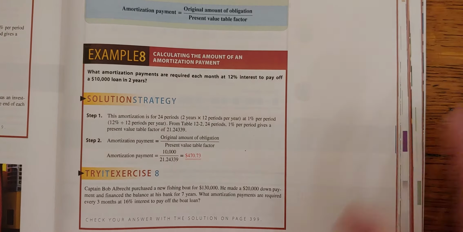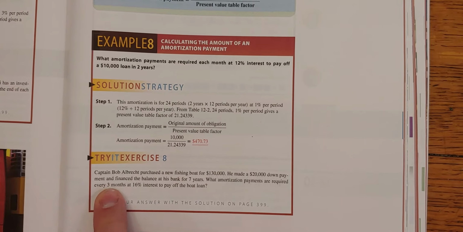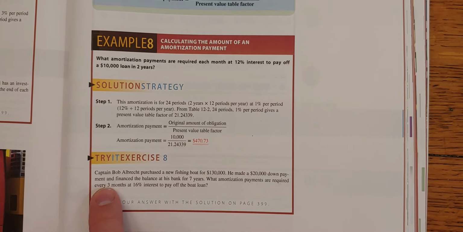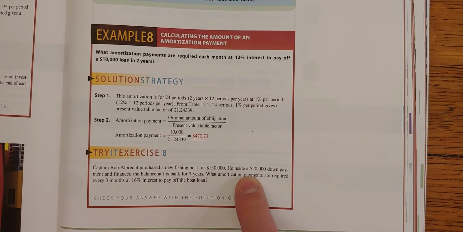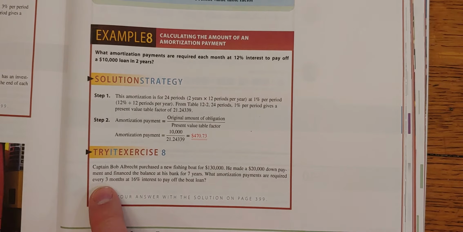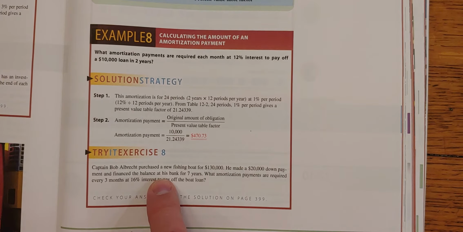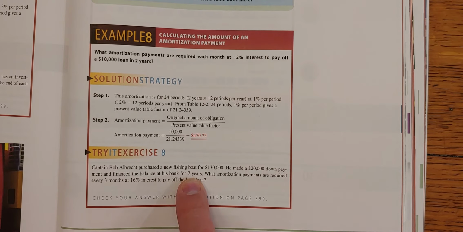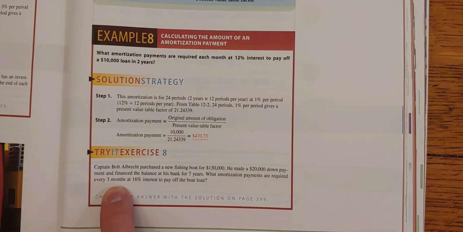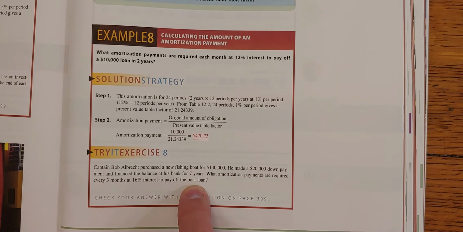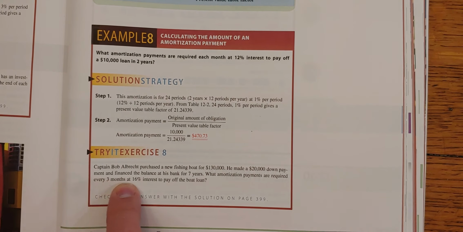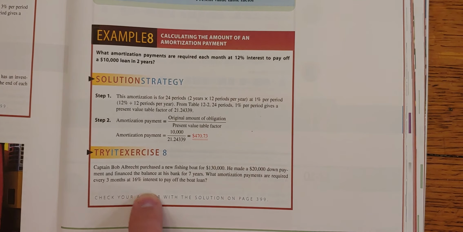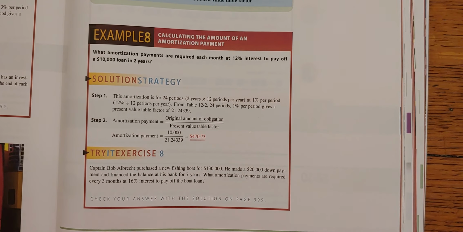Okay? All right. So right now, if we want to try exercise 8, Captain Bob purchased a new fishing boat for $130,000. He made a $20,000 down payment and financed the balance at his bank for 7 years. What payments are required every 3 months at 16% interest to pay off the boat loan? All right. So compounding period is going to be every 3 months. And the interest rate is 16%. So go ahead, take your moment, figure that out, and we'll come back with the answer.